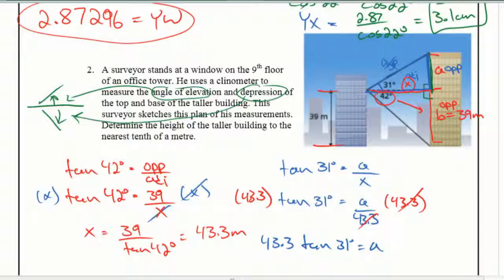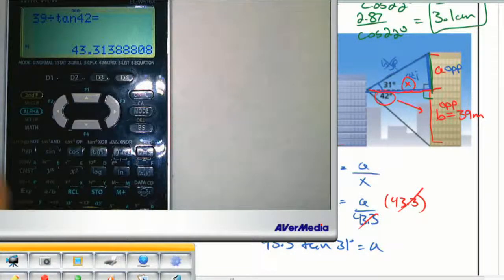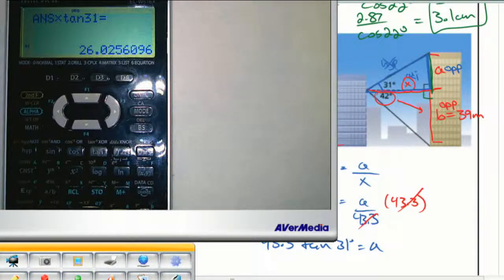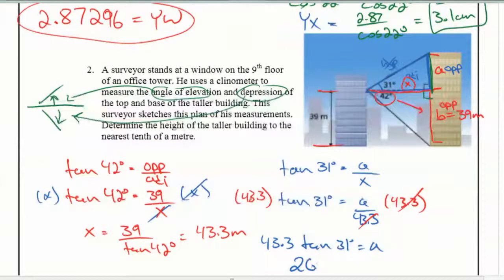So what I'm going to do in my calculator is take this answer and I'm going to multiply it by the tangent of 31 degrees. So I didn't have to write down any decimal places. My calculator is remembering them all for me. I end up with 26.0 meters.